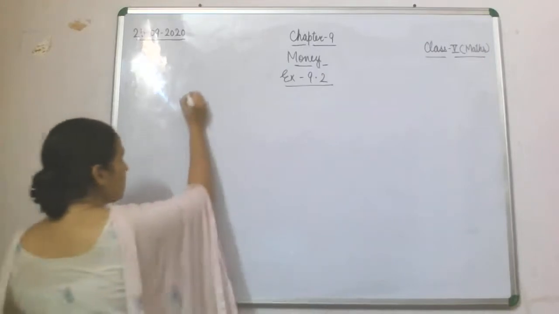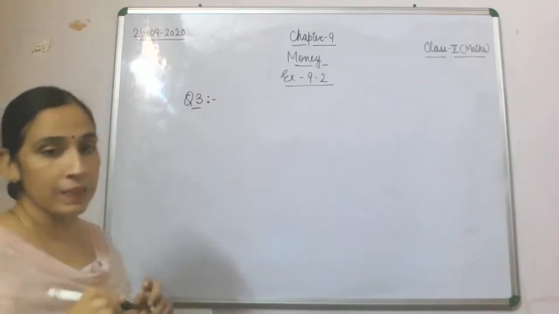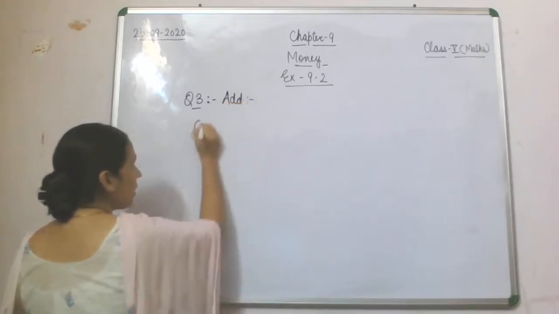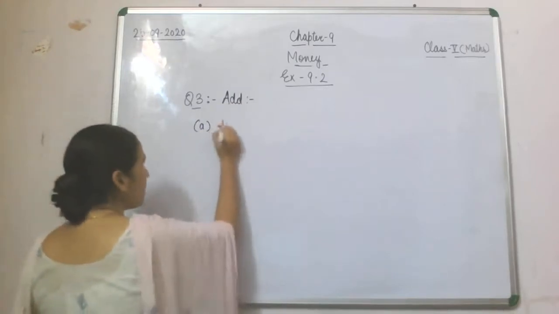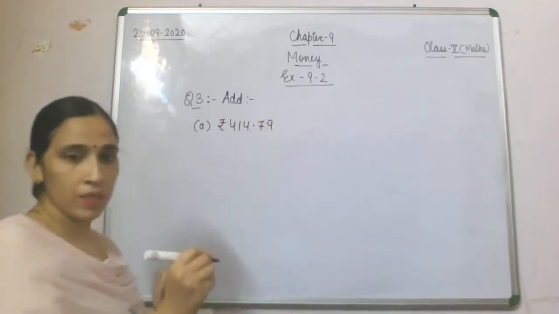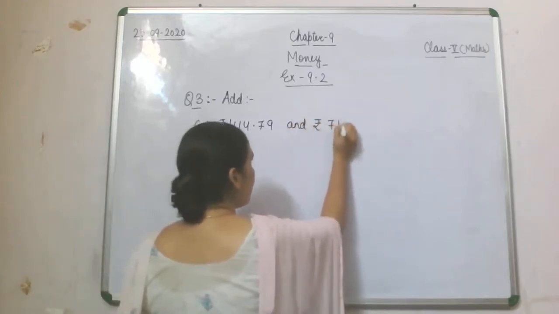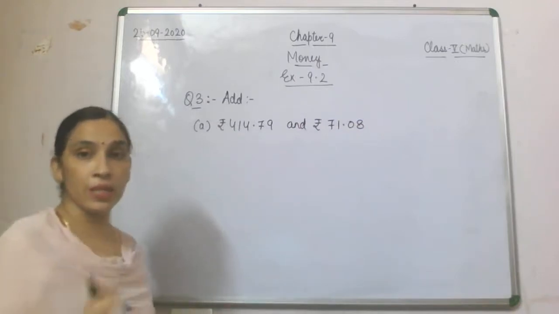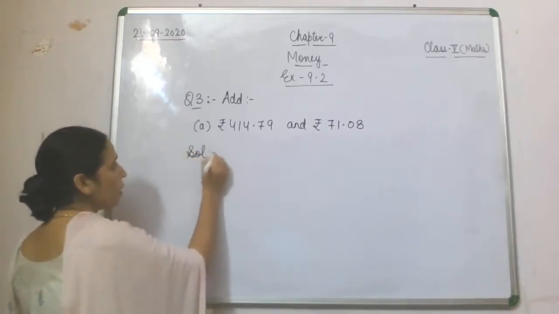In that row we will start from your exercise question number 3, that is, add the following. In this we will do the A part. In the A part you have been given rupees 414 and 79 paisa, along with rupees 71 and 8 paisa. Now you are supposed to do addition. So for doing addition you are supposed to arrange it into a column.